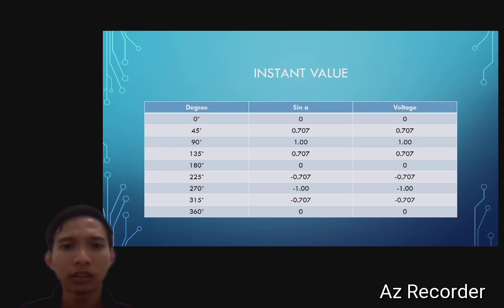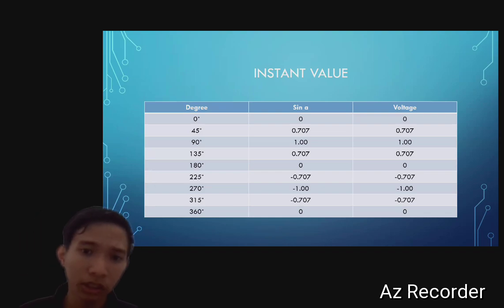Even though it says minus 1, it doesn't mean that the value is negative, but instead it has the direction that is the opposite of 90 degrees. So for example, 90 degrees is going right, so 270, which is minus, is going to the left.